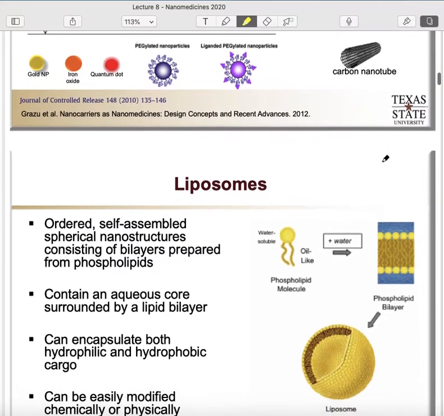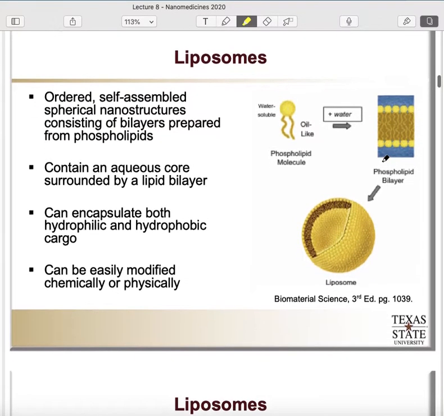All right, so from here, we're going to start talking about liposomes. So liposomes are ordered, self-assembled spherical nanostructures that consist of bilayers of phospholipids. Here on the right-hand side, we have a phospholipid molecule. That phospholipid molecule is typically represented in this graphical way, where the sphere represents a water-soluble group.